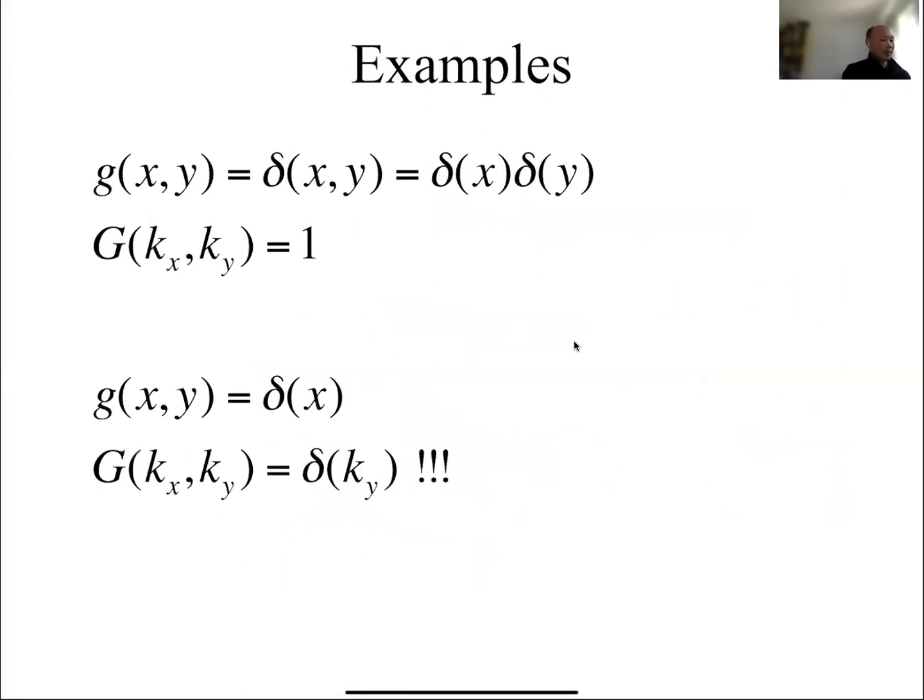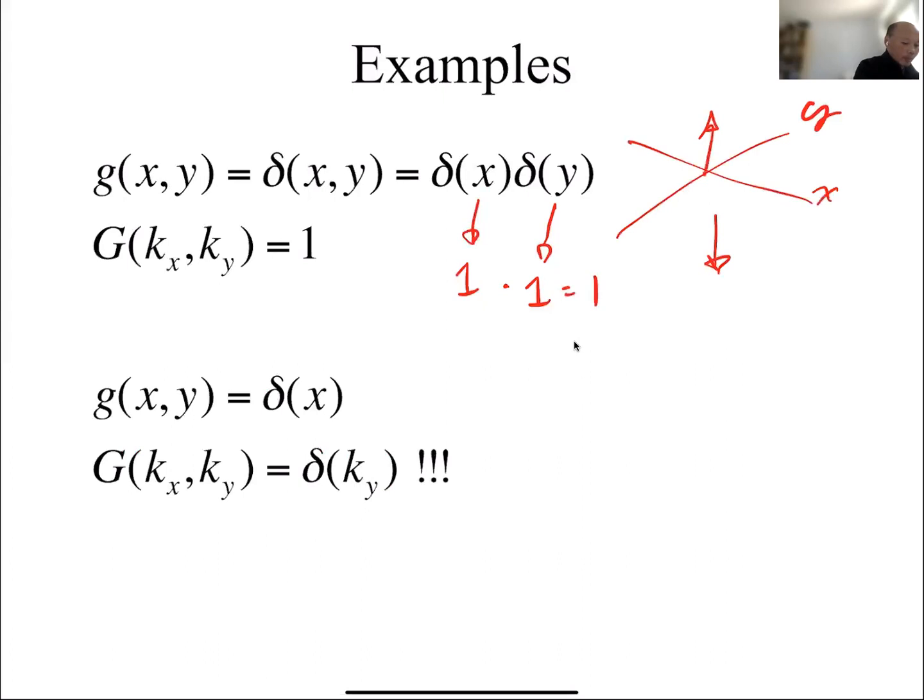Okay, so here are some examples of separable functions. One important separable function is delta of x, y equals delta x times delta y. So we can apply separability: this goes to one, and this goes to one, and one times one equals one. So if I have a delta function in x and y, its Fourier transform is just one everywhere.